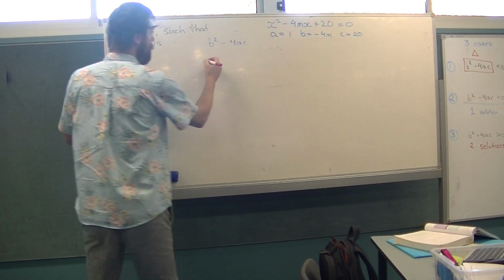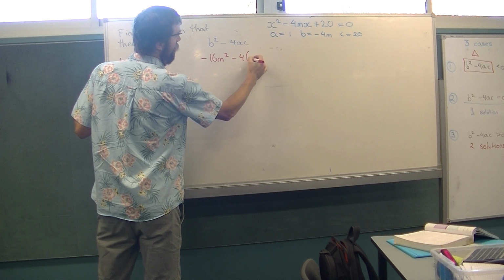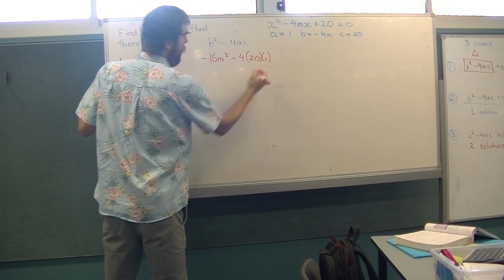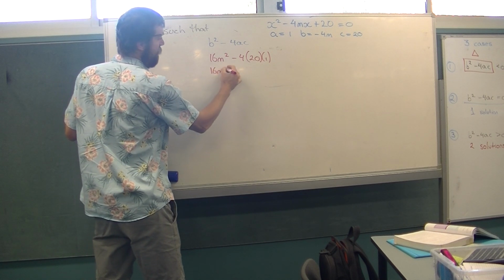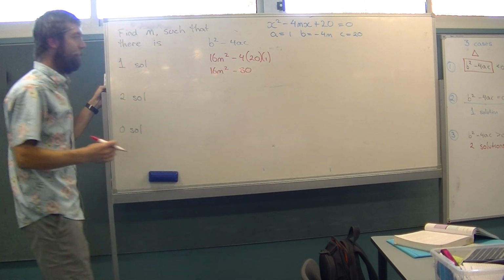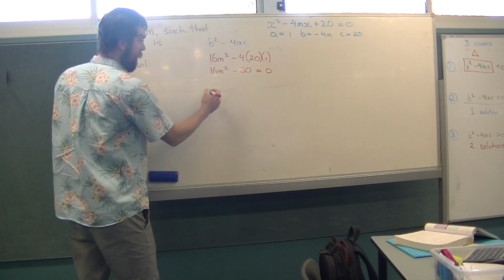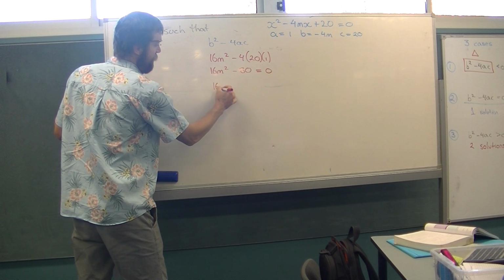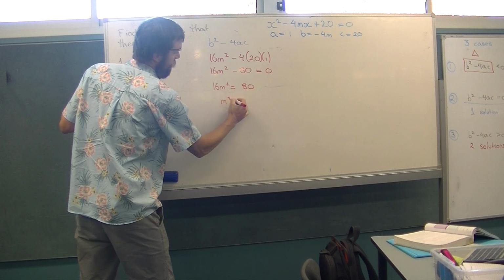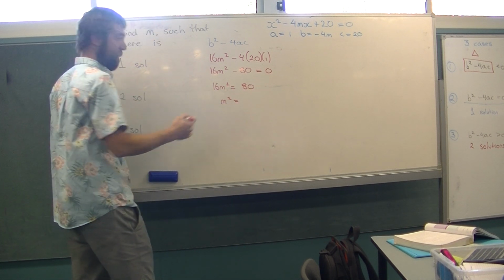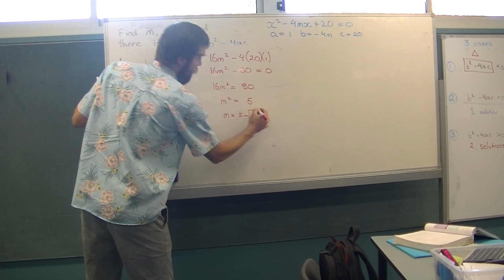Right, so b squared should be minus 16m squared minus 4 by 20. Why is it minus? It's 16m squared minus 80. Does that sound right? Yes. Good. So everyone solved it for where it equals 0. It becomes 16m squared equals 80, so m squared equals 5. Good work, everyone. m equals plus or minus root 5.